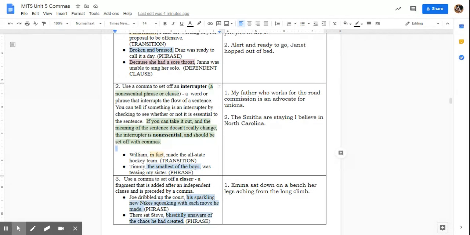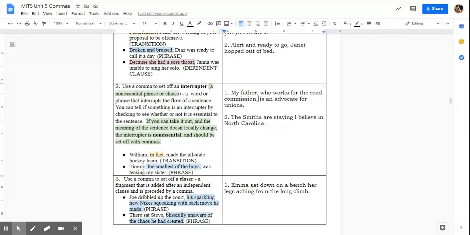Let's look at your practice. My father, who works for the Road Commission, is an advocate for unions. Who works for the Road Commission is the non-essential relative clause. We need to put commas around it so that we know it is not essential to understanding that my father is an advocate for unions.